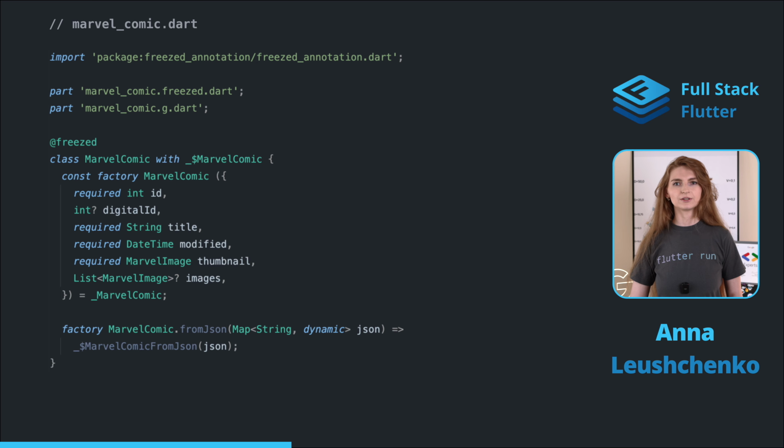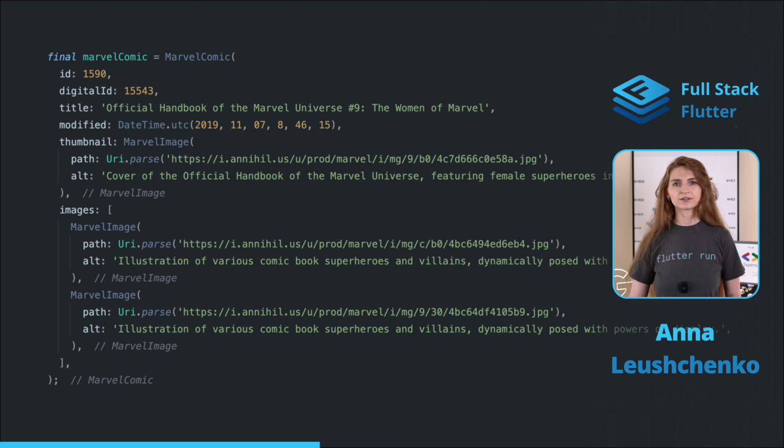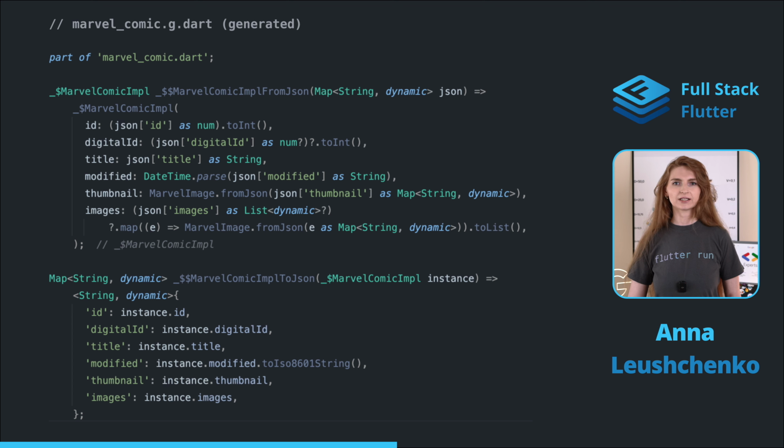I won't go into details of freezed implementation here, but essentially it created a Dart class that can be used just the same way as when it was a regular Dart class, but it provided a better developer experience because now MarvelComic conveniently overrides toString, equals, and hashCode methods. As for JSON deserialization implementation, the generated file contains a declaration of both fromJson and toJson methods.